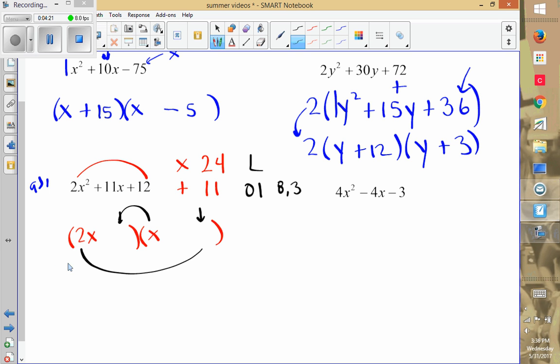So you have to think to yourself, 2 times what number is going to give me 8, and that's going to be 4. So when I'm doing FOIL in the multiplying direction, the outer is going to be 2x times 4, which gets me an 8x. And that means that the inside then has to be the 3x. The 8x from the outside and the 3x from the inside do indeed add to 11x. And then let's just check: 3 times 4 gives me the 12 that I have.